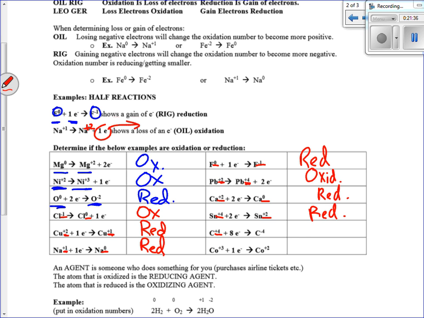And +4 to -4. Wow, is that a huge reduction? That's 8 electrons being transferred. +3 to +2, that's only 1 electron. So that one is also reduction. Lots of reductions. Now it's going to get a little bit more complicated, hopefully not too much. So let's take a look down here where we have an actual reaction.